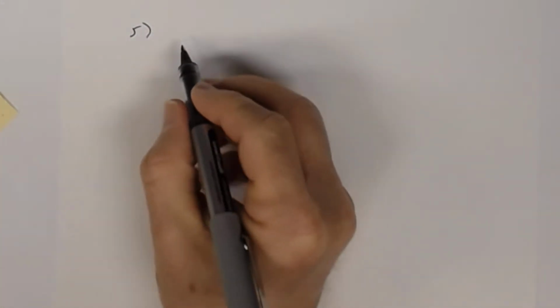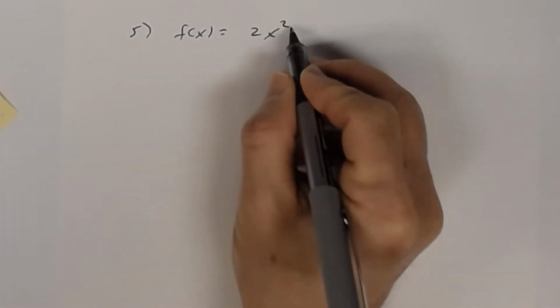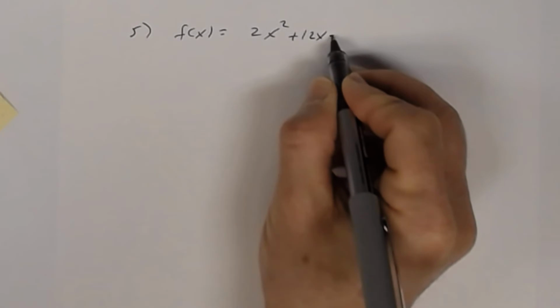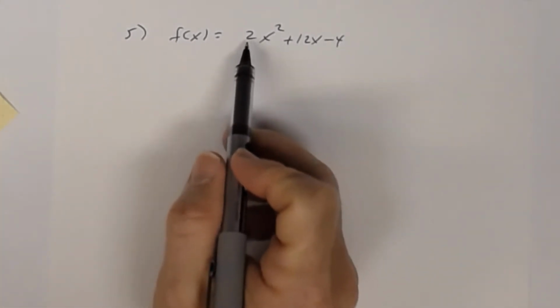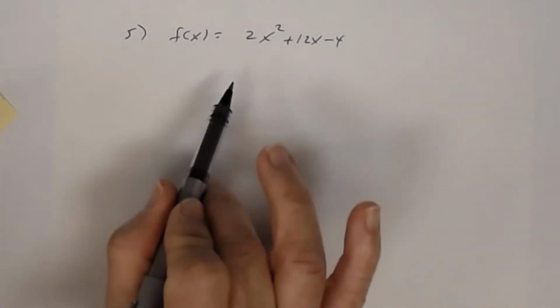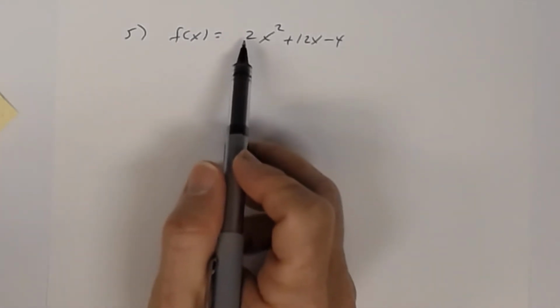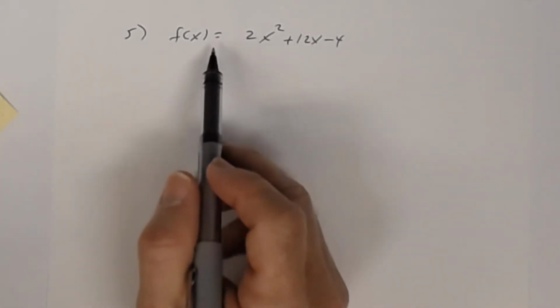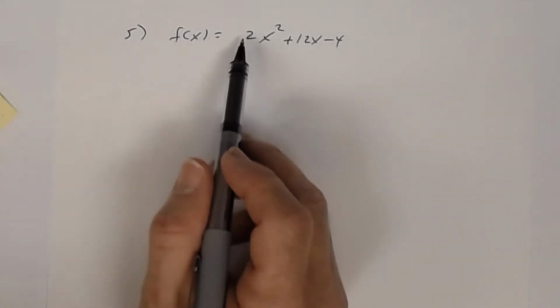All right, so we have f of x is equal to 2x squared plus 12x minus 4. Now we're in a situation where the coefficient of x squared is not 1. There are two approaches you can take here. To get this coefficient to be a 1, one thing you can do, and listen carefully, is divide both sides by 2.